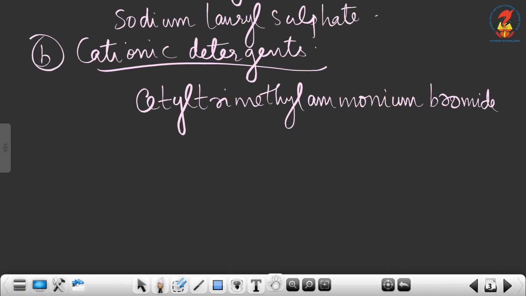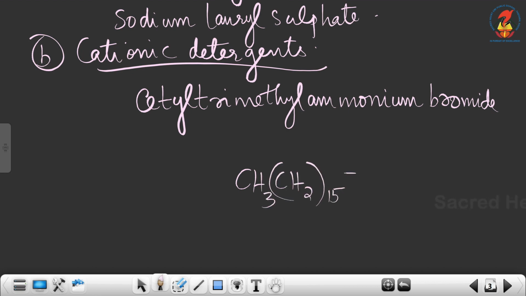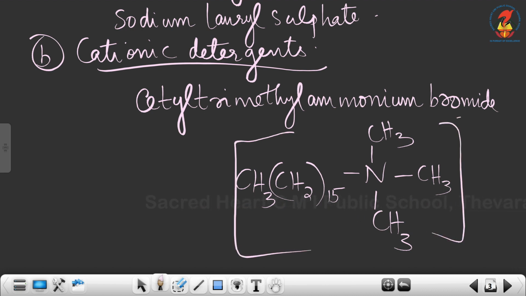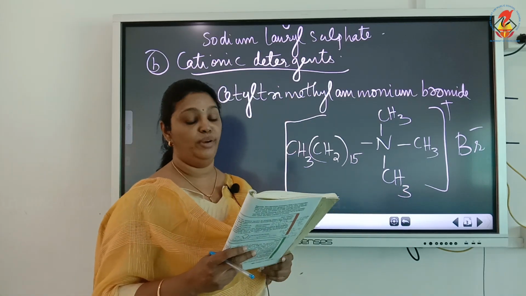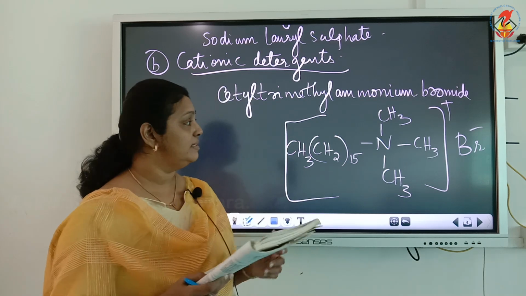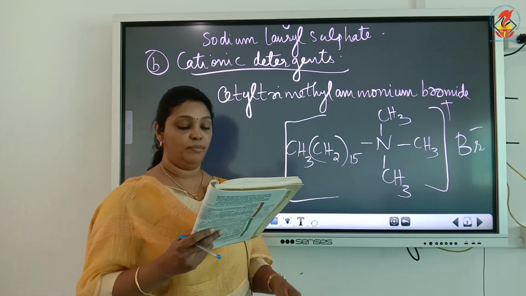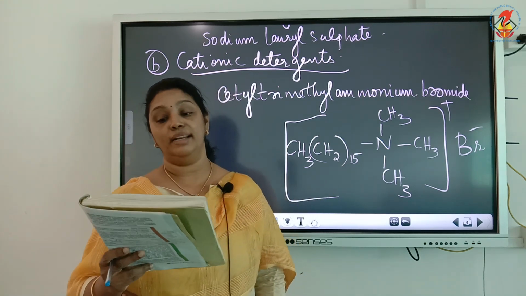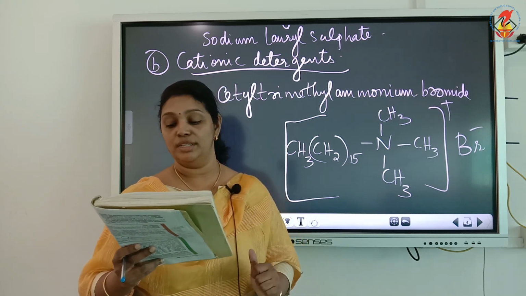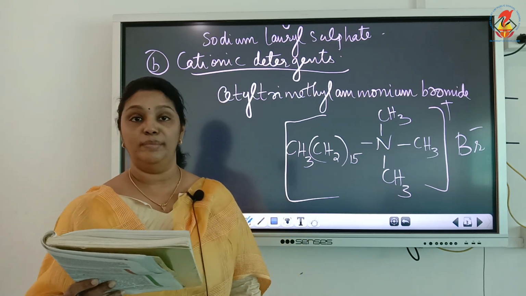Now the structure of this cationic detergent cetyl trimethyl ammonium bromide is CH3, (CH2)15, N, CH3, CH3, CH3, and bromide is Br minus. And I told you cationic detergents are quaternary ammonium salts of amines with acetate, chloride or bromide as anion. Now, this cetyl trimethyl ammonium bromide is a cationic detergent used in hair conditioners. These cationic detergents have germicidal properties and they are of limited use.